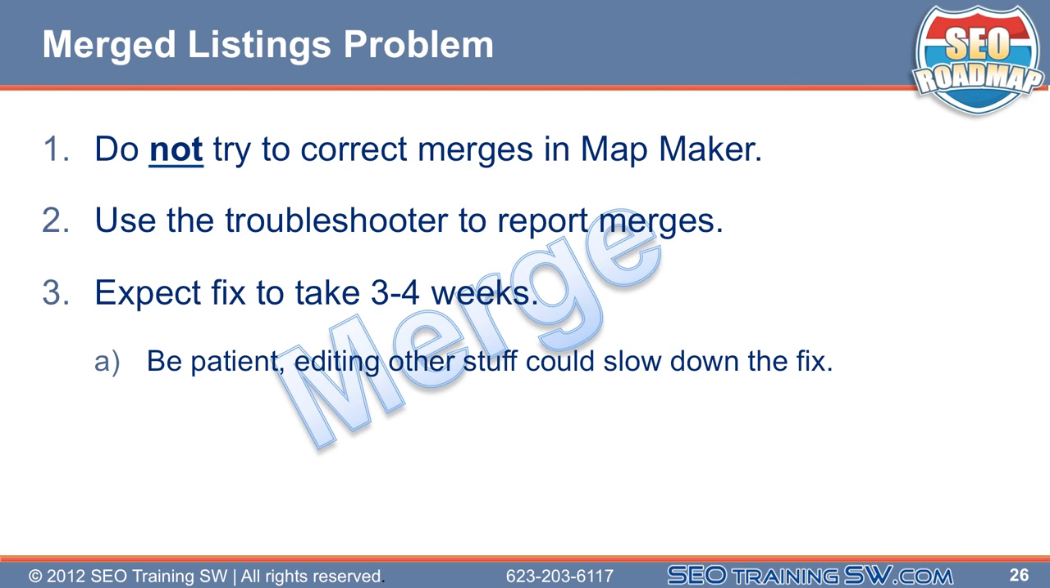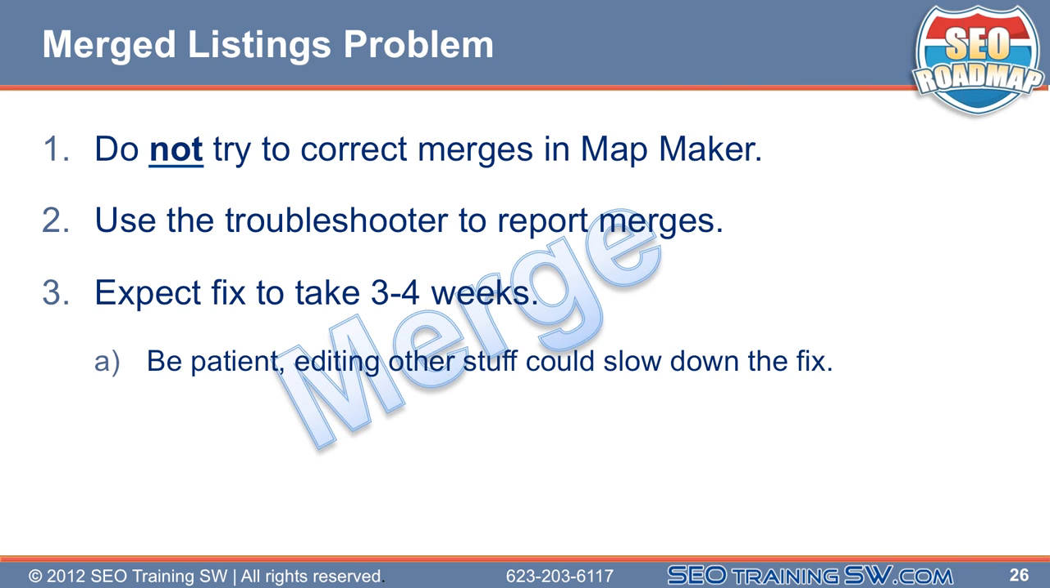Now, let's talk about the merged listing problem. During the process of Google Plus and Google Places merging, there's a lot of misinformation. If you see that this is a problem because of this merge, do not use Map Maker first. Use Google's Troubleshooter to report these merge problems. And this problem could take as long as 3 to 4 weeks to fix.